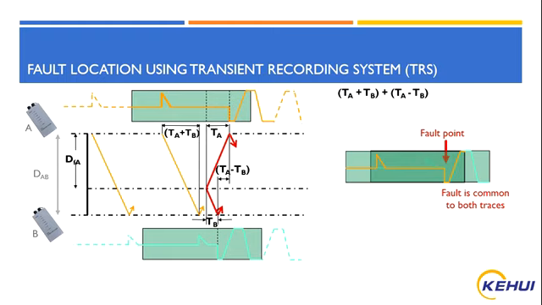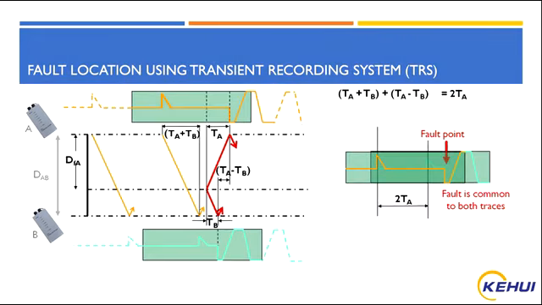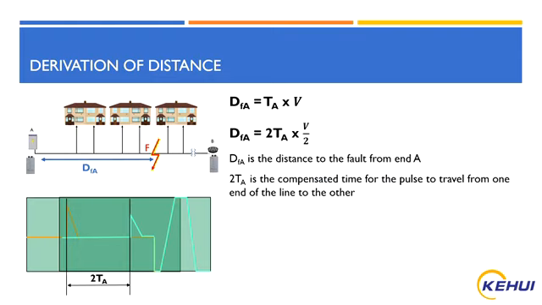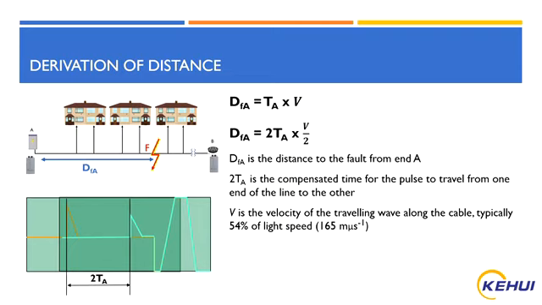The time it takes to travel from one end of the line to the other is now TA plus TB, plus the compensation factor TA minus TB. This can be rationalized to 2TA, which is a quantity that can be measured. The distance to fault DFA is equal to TA multiplied by the velocity of propagation. This equation can be rearranged to include the term 2TA, which can be directly measured. The velocity of propagation of a cable is typically 54% of light speed, or 165 meters per microsecond.